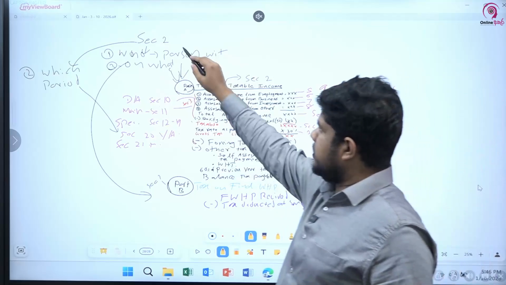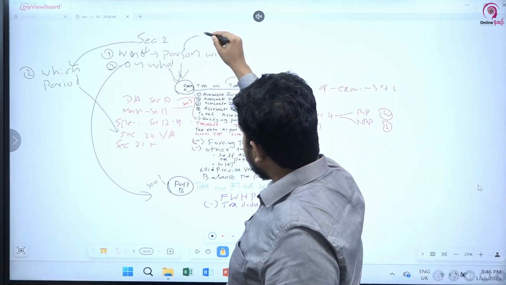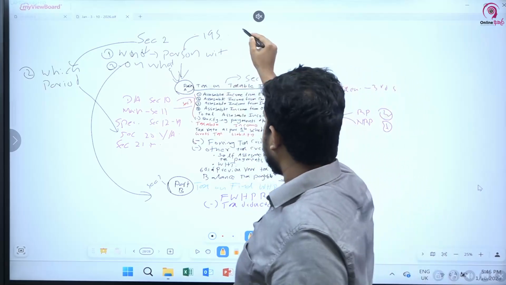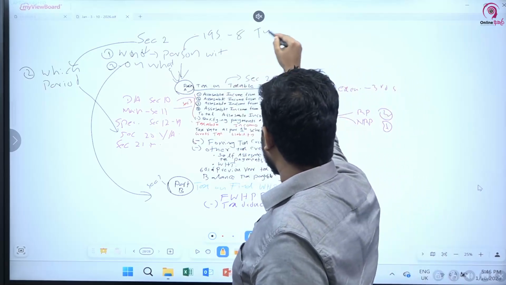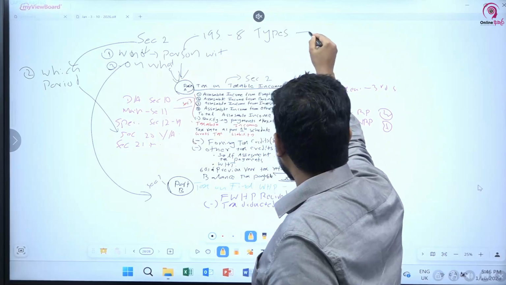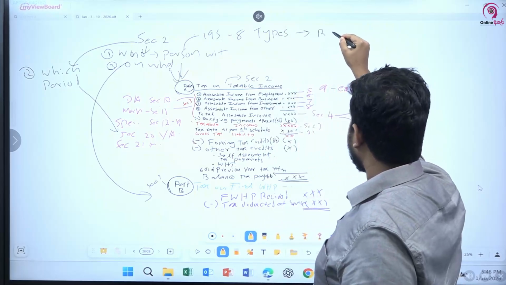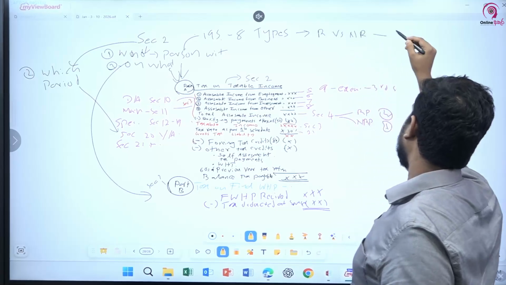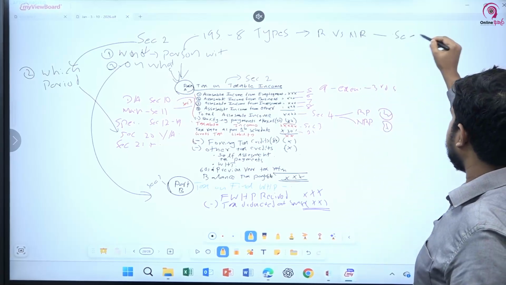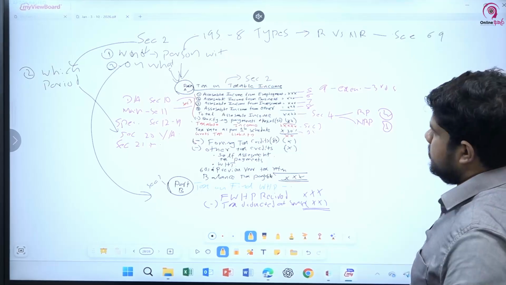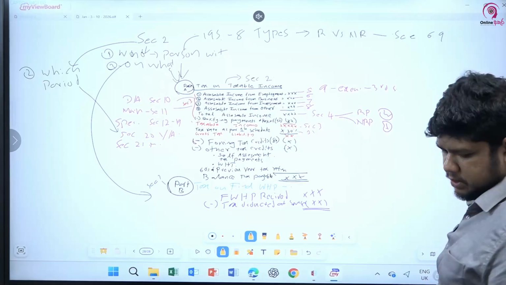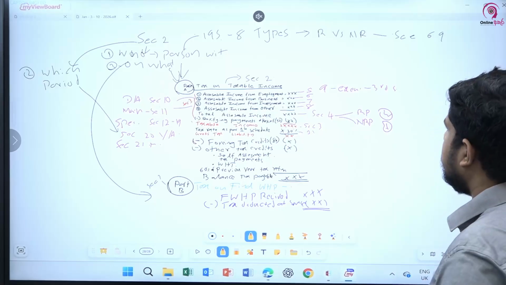Person is defined under section 195, person defined under 8 types. This is also defined under resident versus non-resident, which is governed under section 69. Section 69, this is governed.